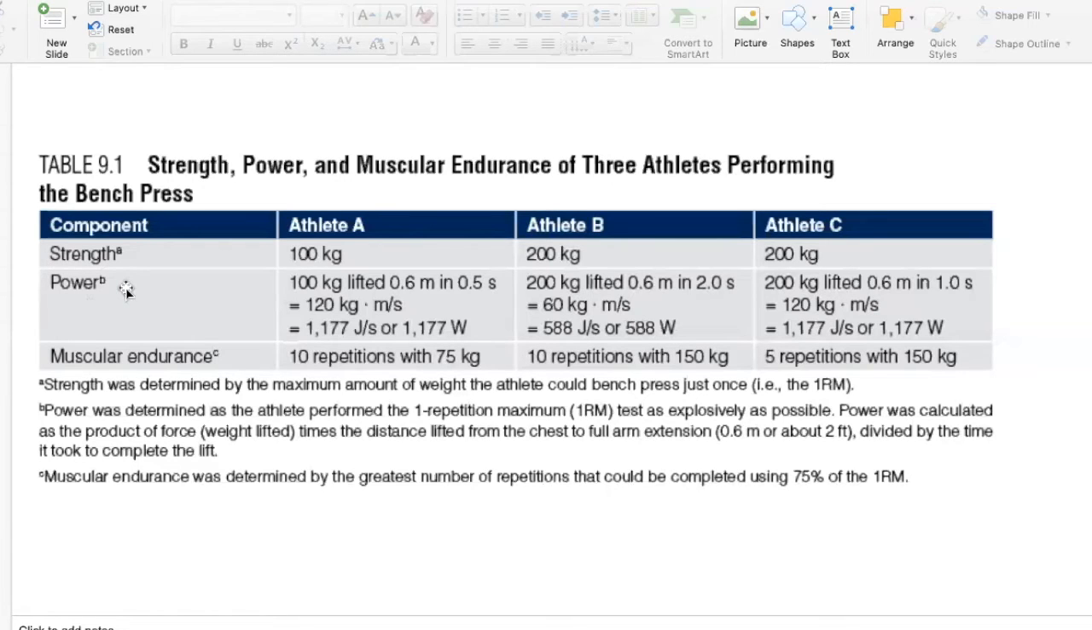Okay? The individual here, muscular endurance: 10 repetitions with 75 kilograms, 10 repetitions with 150 kilograms, or 5 repetitions with 150 kilograms. Probably this individual here is going to have the highest amount of muscular endurance. All right.